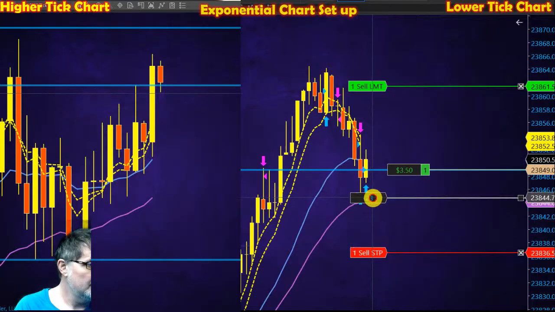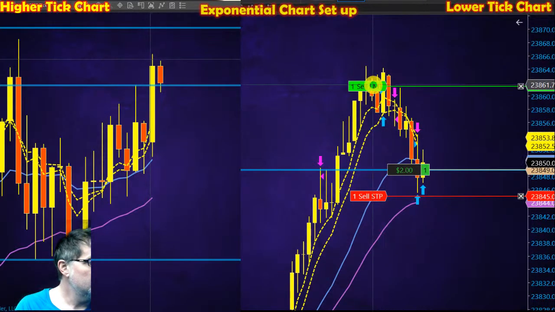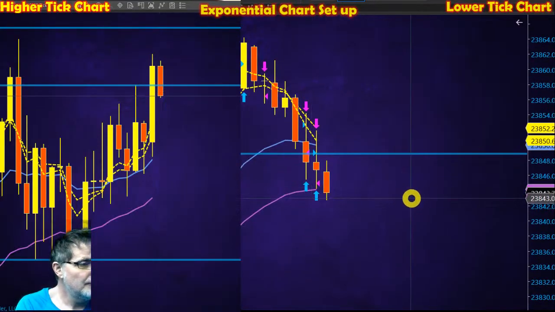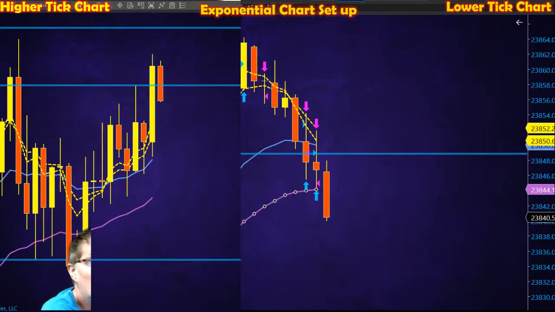Order filled. Stop filled. Gotta be a better way to do this. Yeah, you don't do it underneath this. Don't do it underneath that.